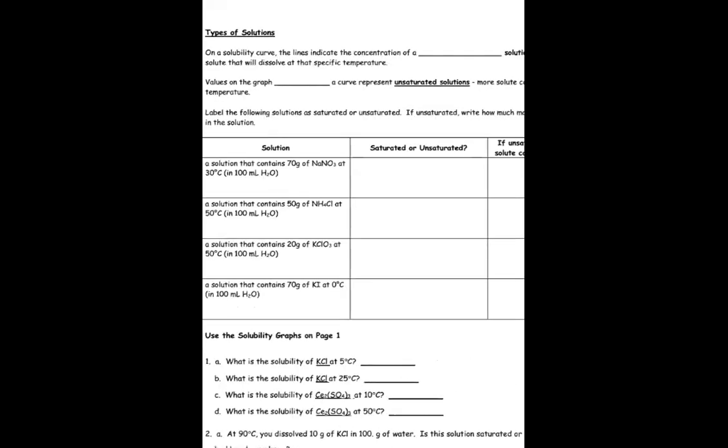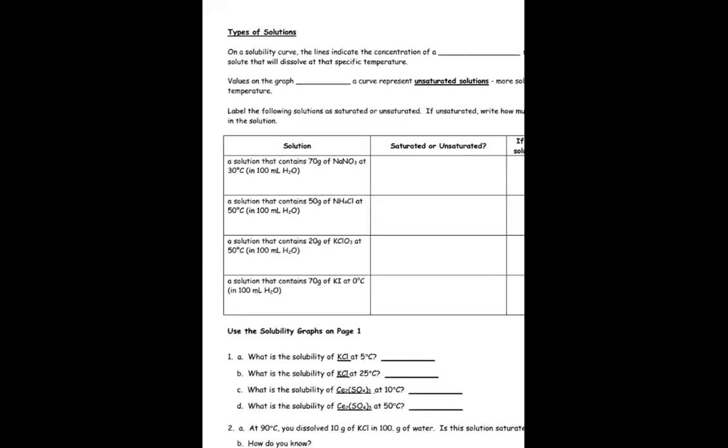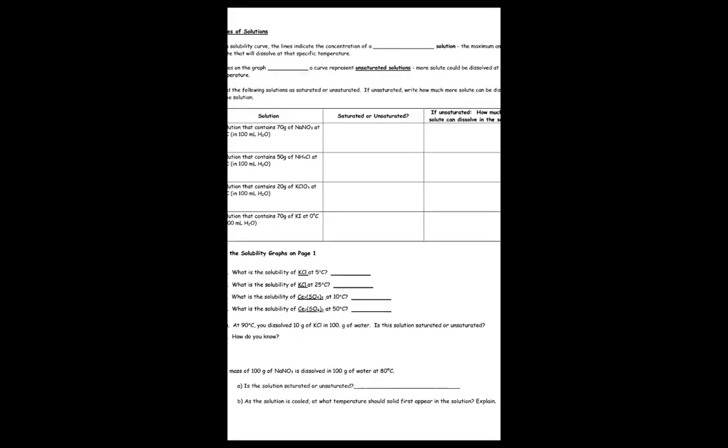You are going to be using this also. Now, types of solution. This is just to evaluate the types of solution. I want you to tell me the answers straight down. Okay, can you see? So on a solubility curve, the lines indicate the concentration of a dash solution. Saturated solution. Very correct, the saturated solution. So the maximum amount of solid that will dissolve at that specific temperature.